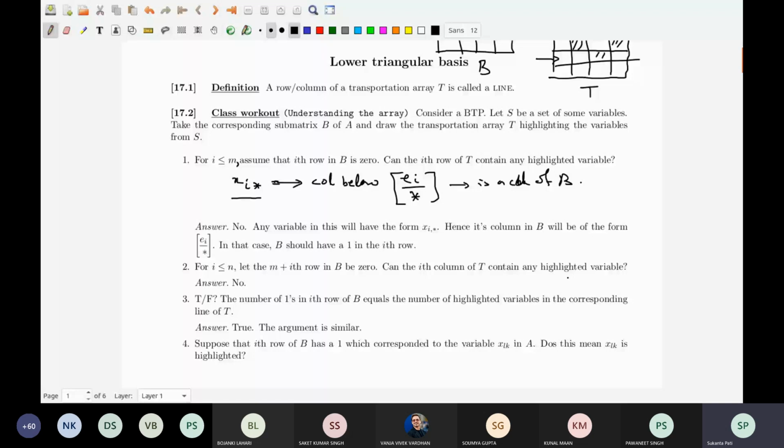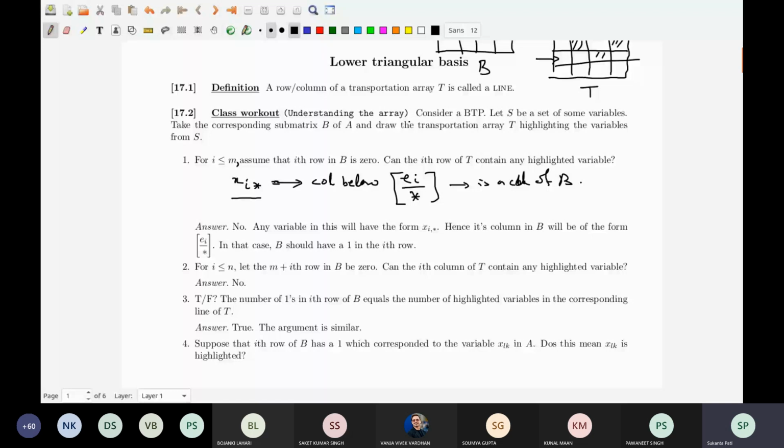The next one, true or false. In that case, think similarly. The number of ones in the ith row of B, here i can be anything. I can be less than or equal to m, or anything from 1 to m plus n. There are these many rows.